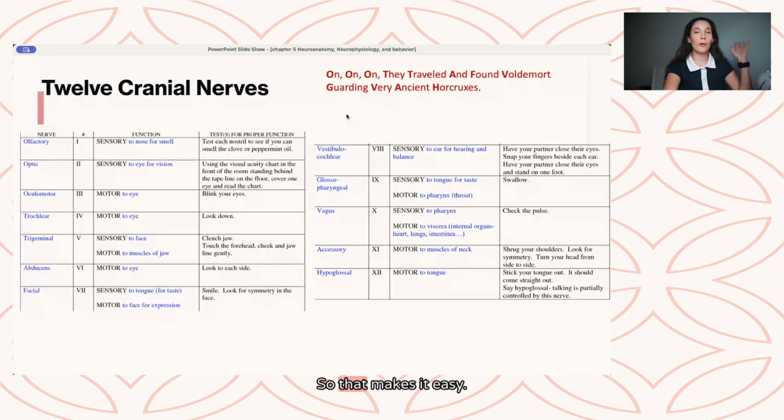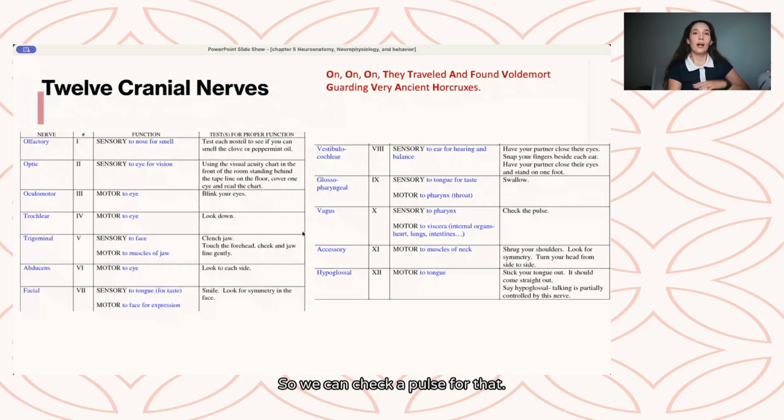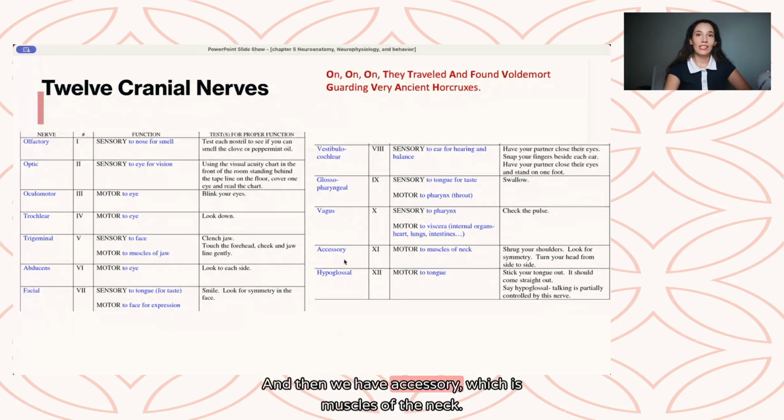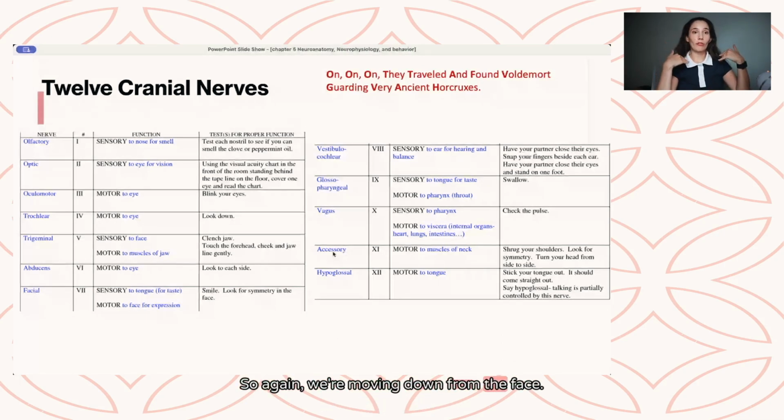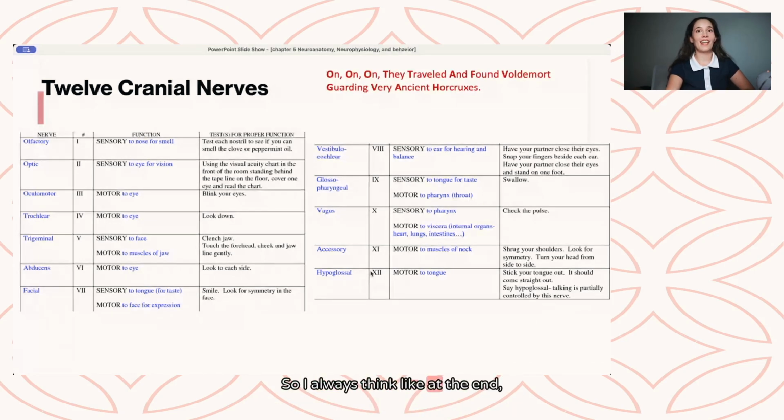G, there's only one G, so that makes it easy. Glossopharyngeal is having them swallow. And now we're on to our second V, which is the vagus nerve, so we can check a pulse for that. But again, it's our last V. And then we have accessory, which is muscles of the neck. So again, we're moving down from the face. Now they're swallowing, now we're checking their shoulders. And then the last one is H, which is hypoglossal, which is sticking out their tongue. I always think at the end, we're done, we're sticking out our tongue.